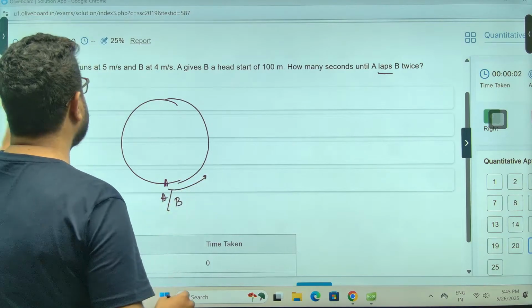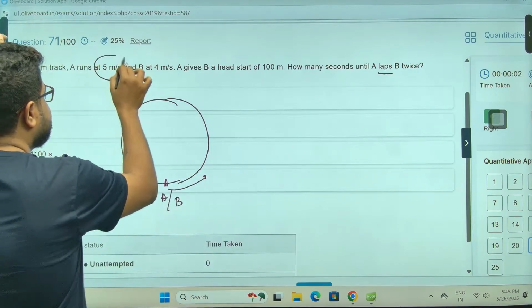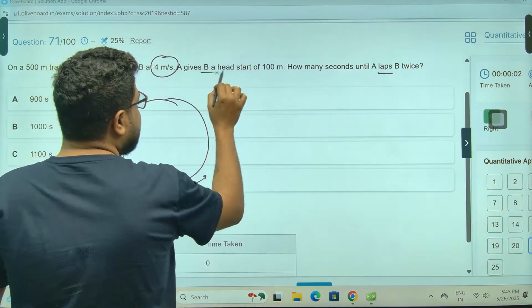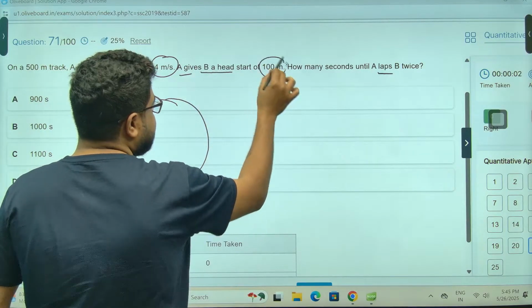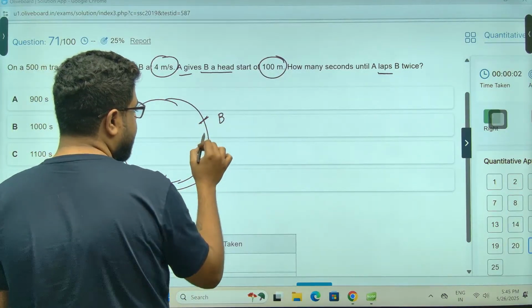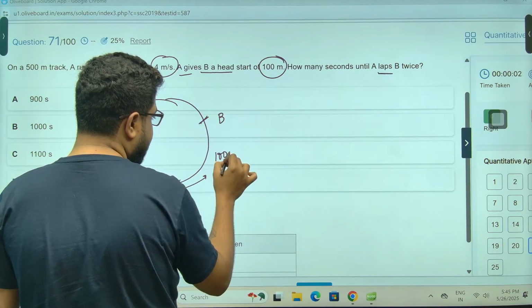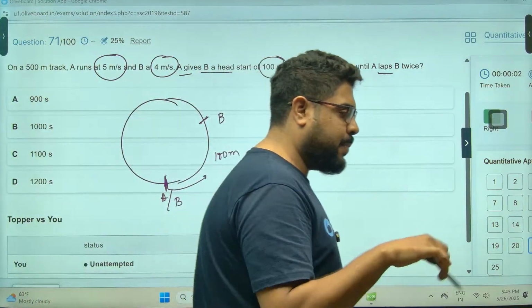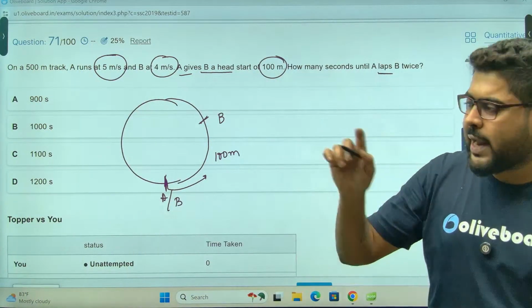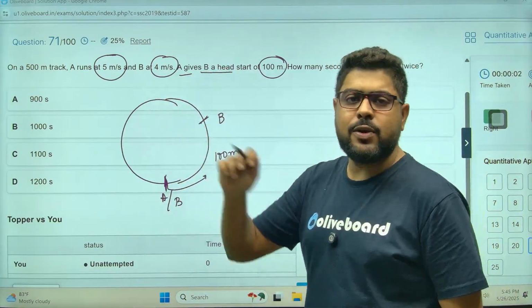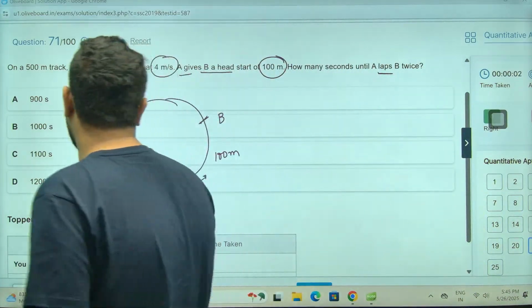Sir, 500-meter track, A runs at 5 meters per second, and B at 4 meters per second. A gives B a head start of 100. When A is starting from here, B is somewhere here. This is 100 meters. Now please understand. For A to lap B once, A needs to run the whole thing.